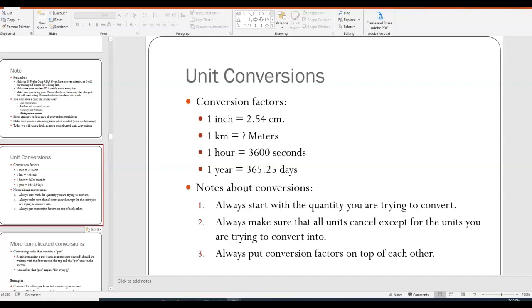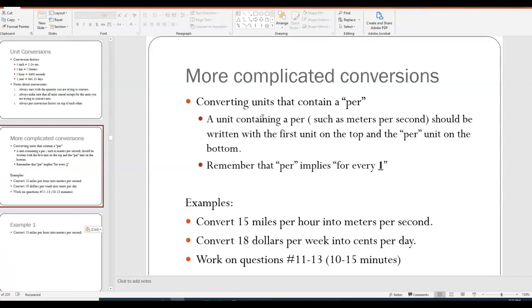Okay, so just to recap, the steps for doing unit conversion problems are: always start with what you're trying to convert. Always arrange the numbers so that all the units cancel out except what you want to end up with. And then step 3, always make sure that the numbers on top of each other are conversion factors, meaning they are equal to each other. Okay, and make sure you know these basic unit conversions that you hopefully added to your notes last time.